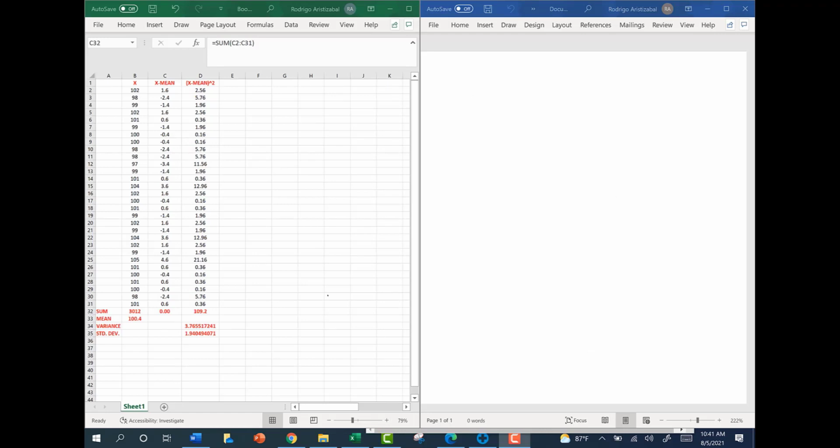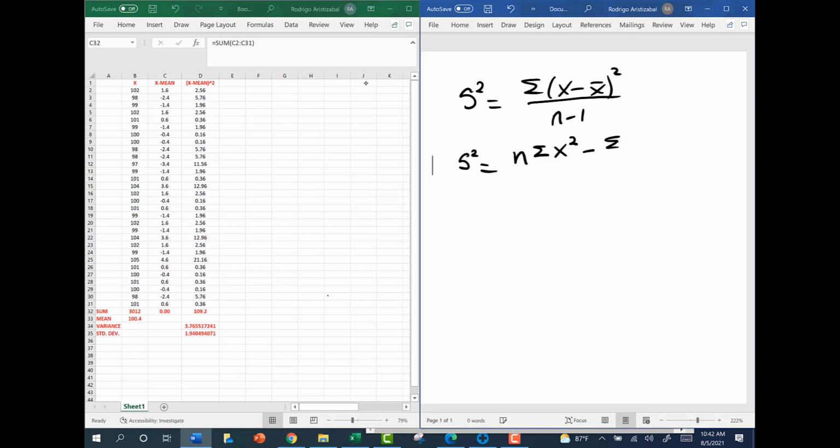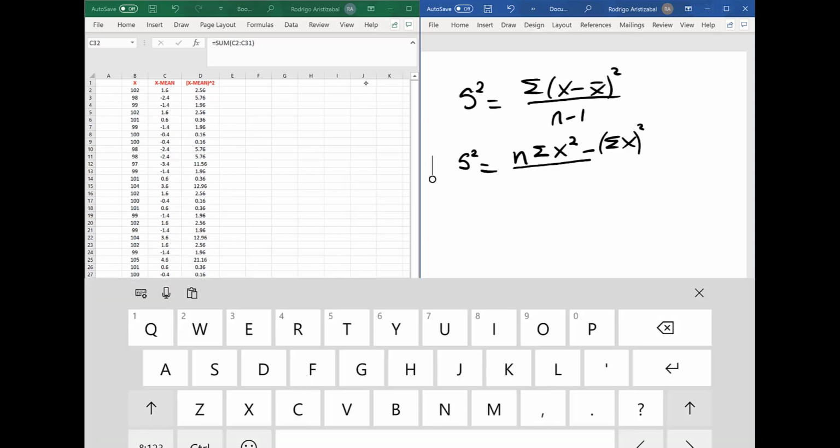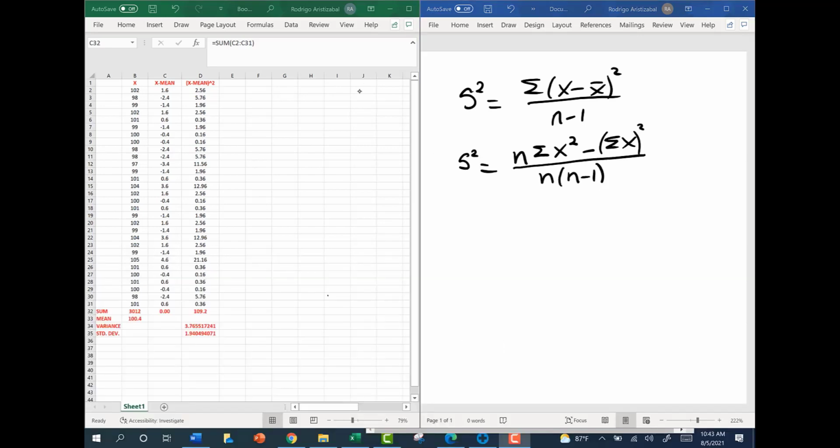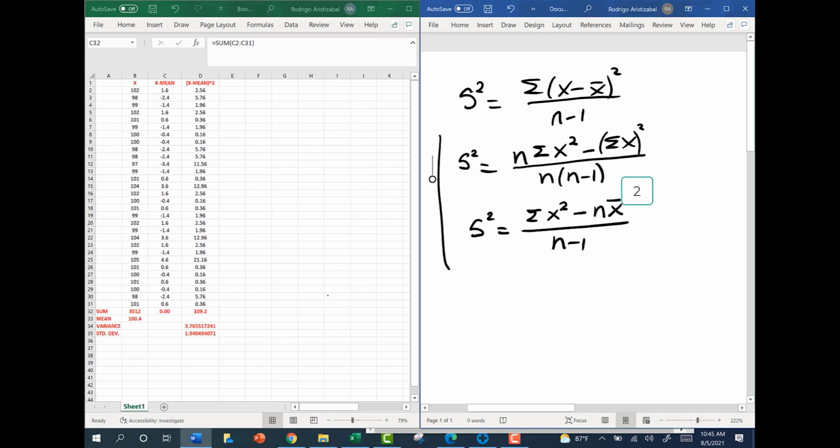There is a shortcut formula for the variance and standard deviation. The original formula for the variance is S squared equals the sum of all deviations with respect to the mean squared, divided by n minus 1. We can transform this formula algebraically into this other formula: n times the sum of all x squared minus the sum of all x, the whole sum squared, divided by n times n minus 1. There is another one which transforms the sum in the numerator, the sum of all the squared deviations, into this other sum: the sum of all squared values minus n times the mean squared, divided by n minus 1. These are the shortcut formulas.